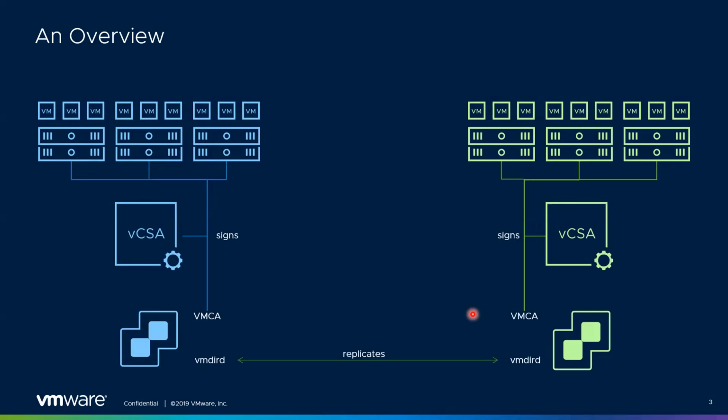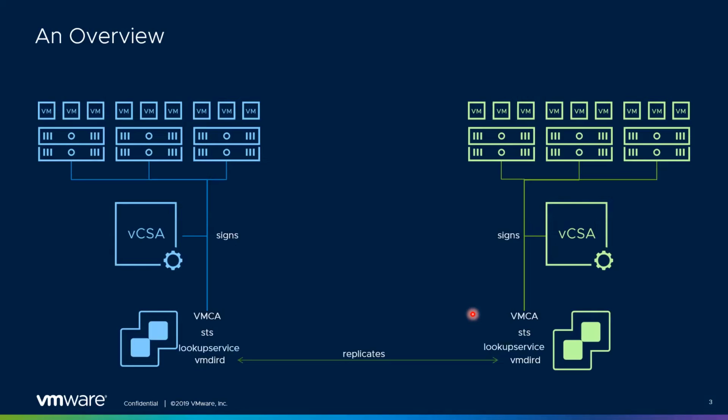Then we have the secure token service. The secure token service is the single sign-on for vSphere. If you log into the blue vCenter web client, you can see the contents of the green vCenter's web client without logging back in, because all the state of your current session is replicated between the vCenters, and the authentication is done by the platform services controllers.